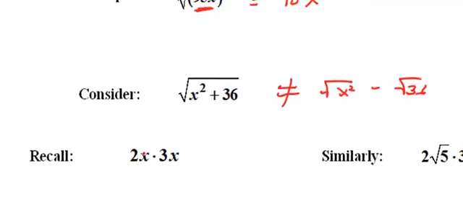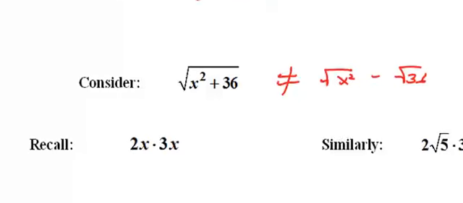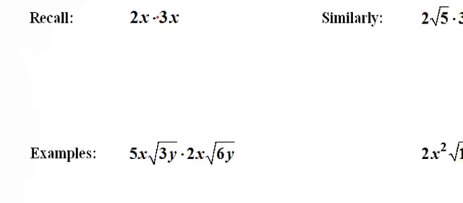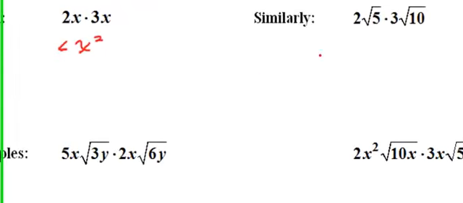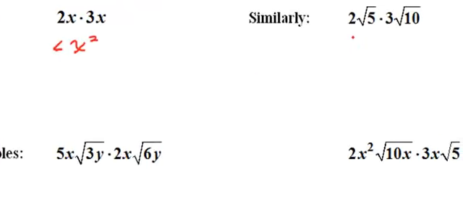Okay, if you recall, if I wanted to multiply 2x times 3x, we would push together the number part, so we'd say 2 times 3 is 6, and x times x is x squared. That's the same thing we're going to do here. We are going to push together the number part, so 2 times 3 is 6, and then we're going to push together the radicals. Well, the square root of 5 times the square root of 10 is the square root of 5 times 10, which is 50.